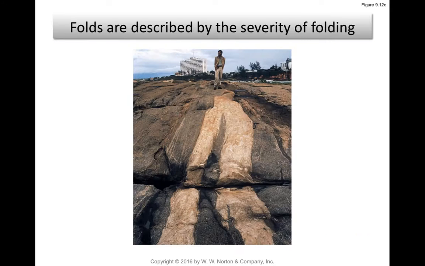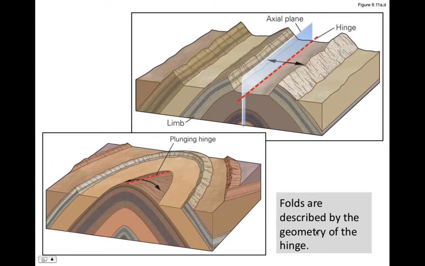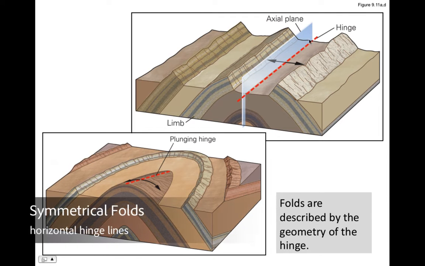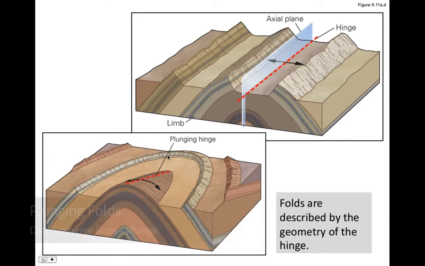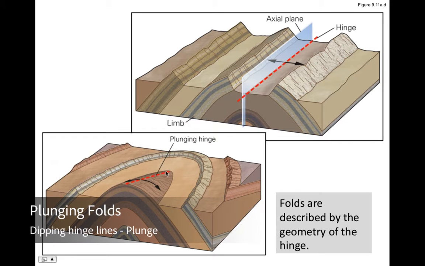So folds are described by the geometry of the hinge, right? So I mentioned earlier the symmetrical folds. So symmetrical folds have hinge lines that are horizontal, whereas plunging folds have hinge lines that are not horizontal. They're dipping, right? They're plunging is the word we use.